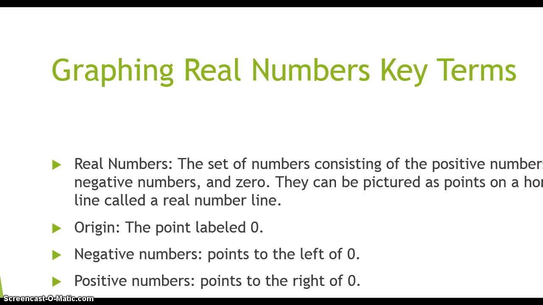So the origin is the point labeled 0. So right here is the origin. Okay, the positive numbers are points to the right of 0. So from here on are all positive numbers, and negative numbers are points to the left of 0. And then 0 is neither positive nor negative.